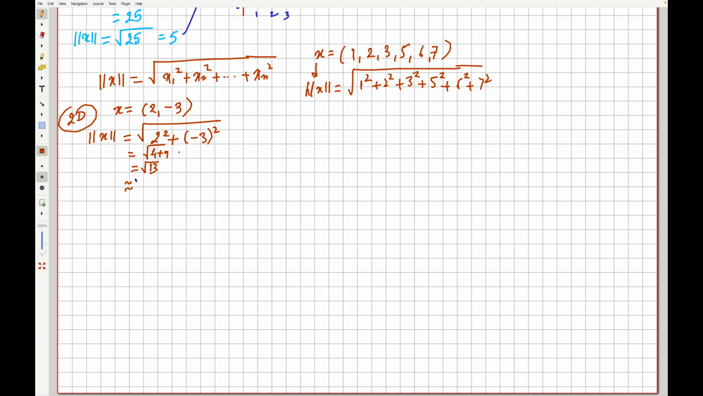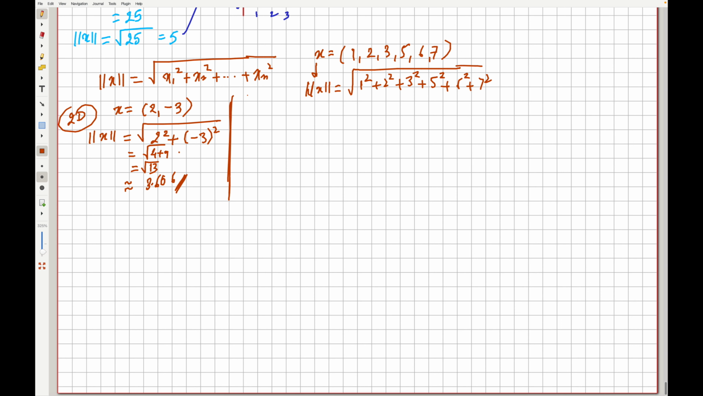Square root of 13. So let me check. Let's go back. Square root of 13 is 3.6055, so 3.606. So this vector in 2D has a length of about 3.6.